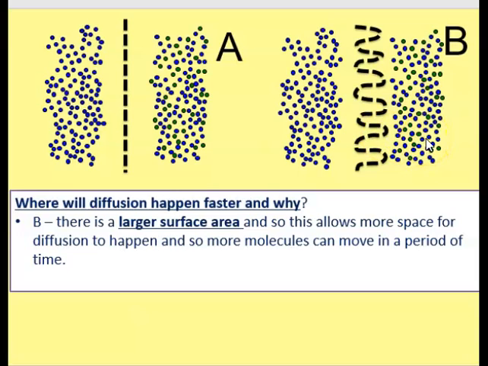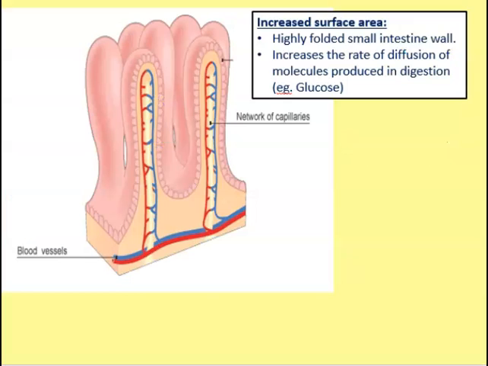So the main thing I want you to take from this is that the larger the surface area, the faster diffusion will take place. We are now going to look at an example of this. So this is a drawing of part of our small intestine. Our small intestines are where glucose, for example, will move from the small intestine into our blood. Now they've got this folded lining, so the wall is folded, and that folding there increases the surface area of the intestines, which means that diffusion can happen faster.